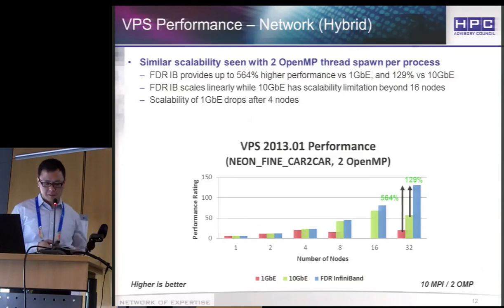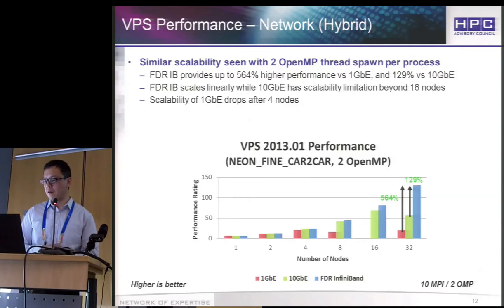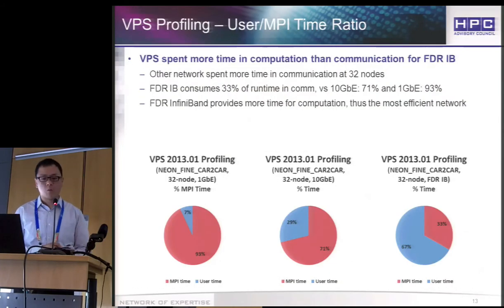So the benefits are kind of similar. We're actually showing up to over 5 times the performance of 10 gig E, and over 129% against 10 gig E. So the benefit for InfiniBand is always there. To understand why there's a benefit of InfiniBand, we actually took a profile for the MPI.